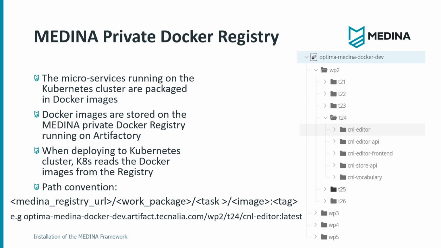The images are pushed to the Docker registry according to the following structure that was agreed upon in the project. First, the MEDINA registry URL, followed by the work package, then the task, and finally, the image name with its tag. Here you can see an example of the URL associated with the image CNL editor, a component of work package 2, in task 2.4, with the tag equal to latest. On the right is shown the repository structure.